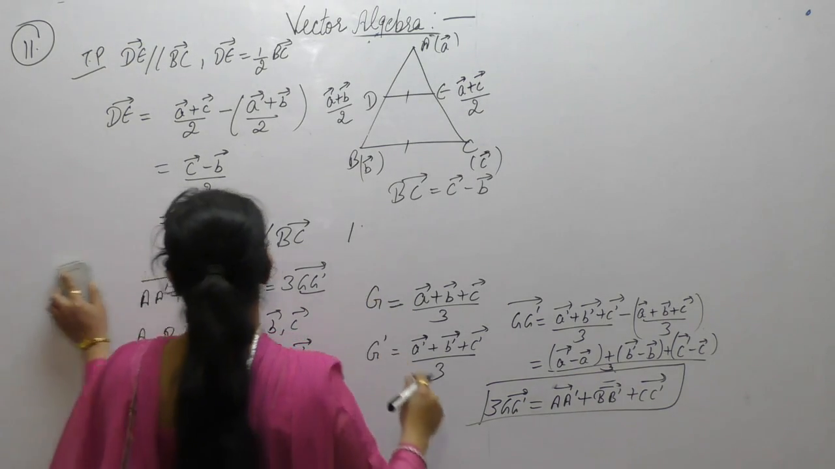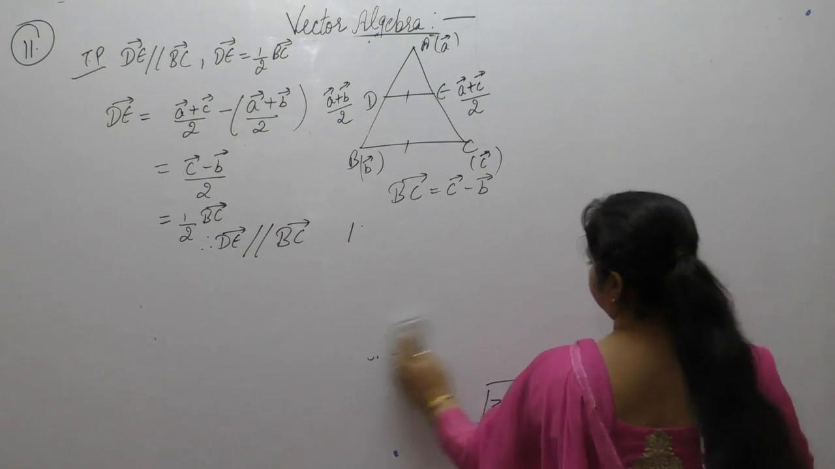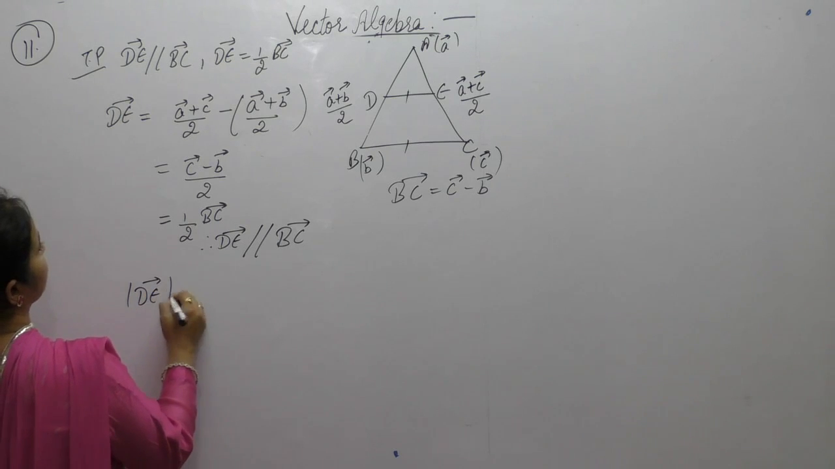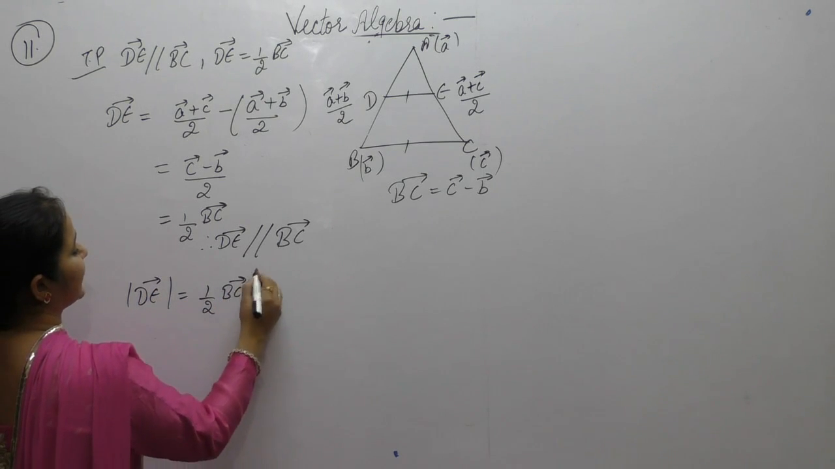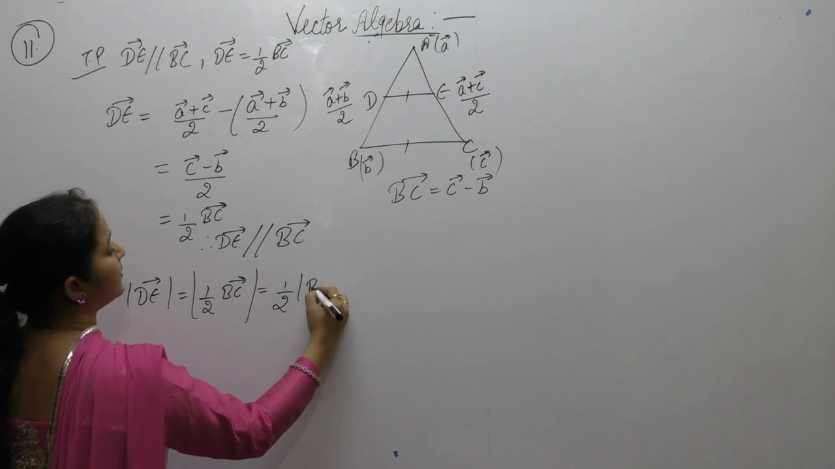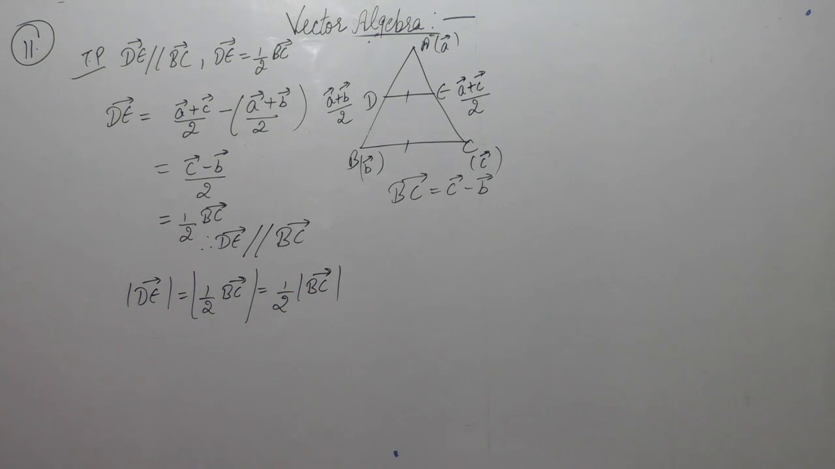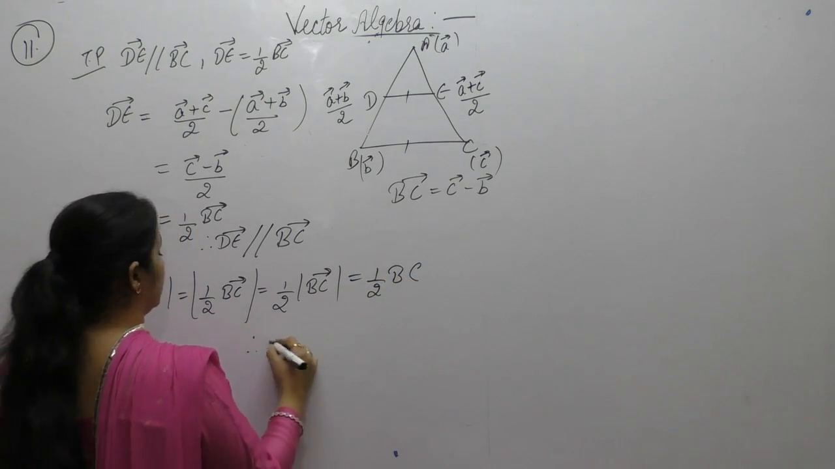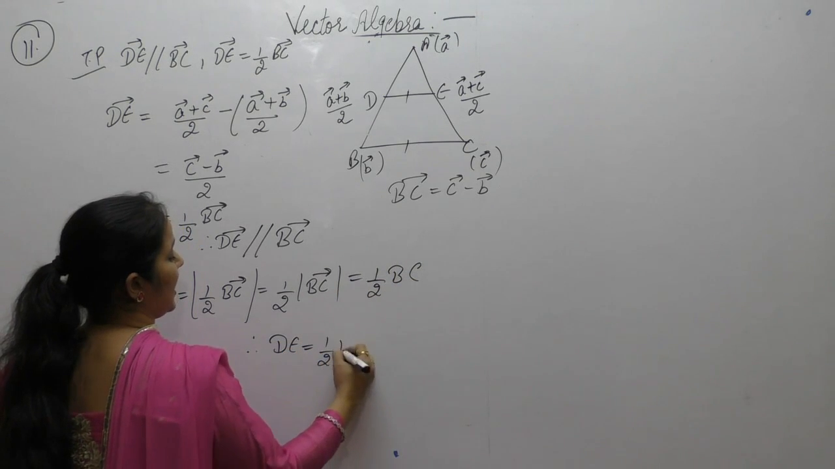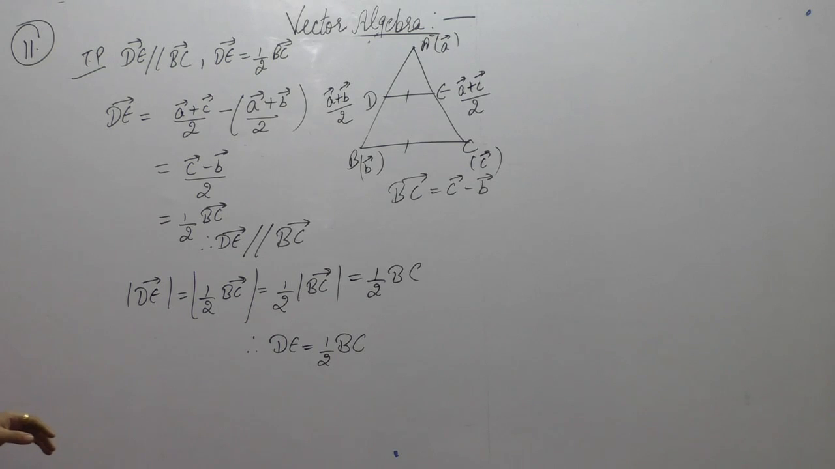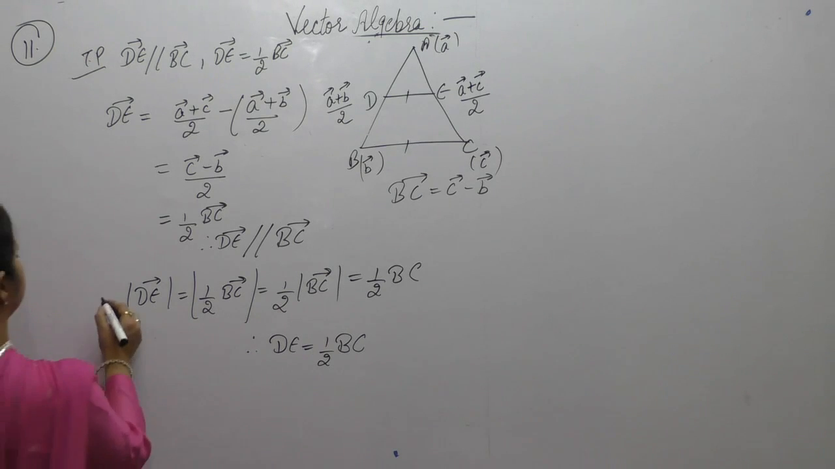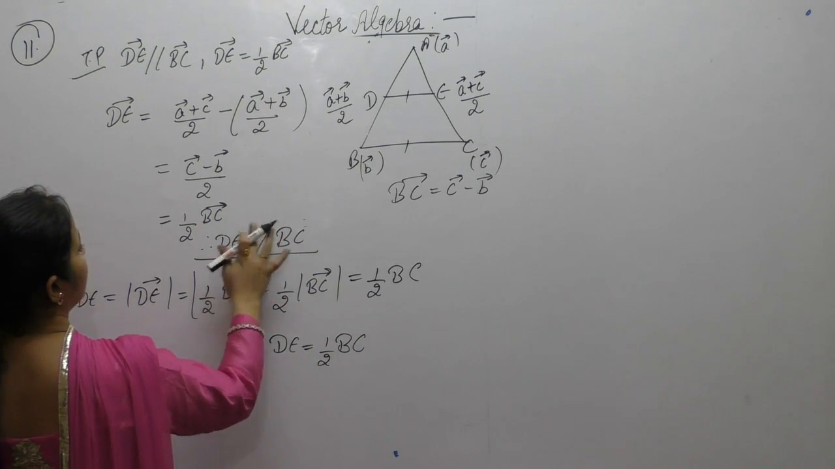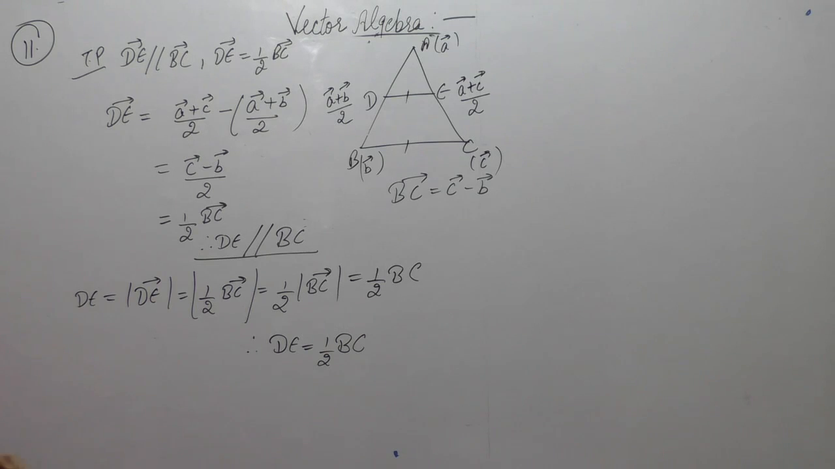Now magnitude of DE vector is equal to half BC vector magnitude, 1/2 magnitude of BC vector. We can write it as half of BC. Therefore, DE is equal to half of BC. DE is parallel to BC and equal to half of BC.